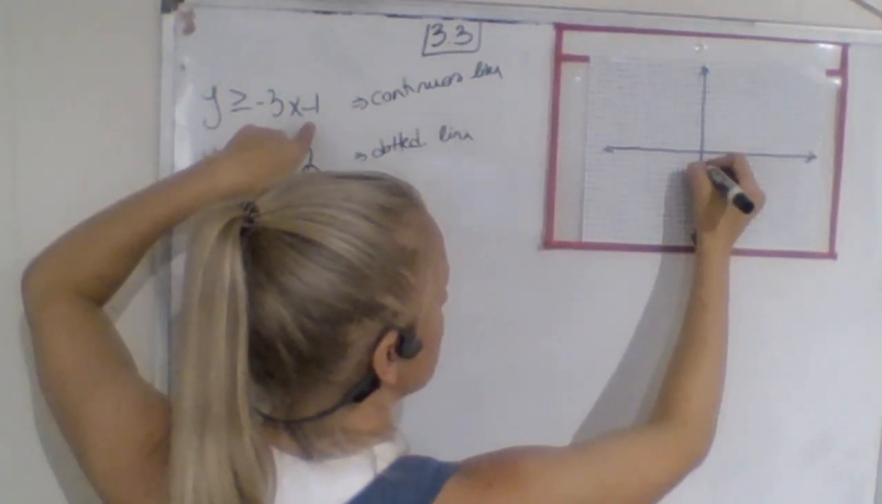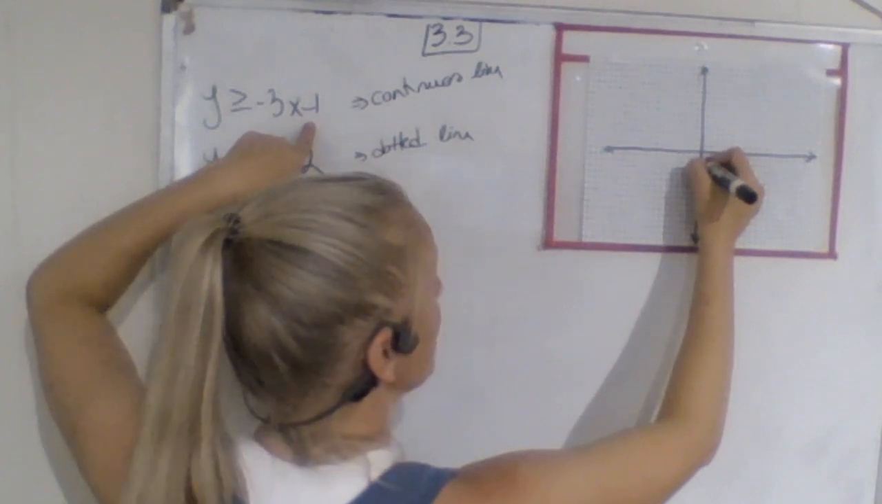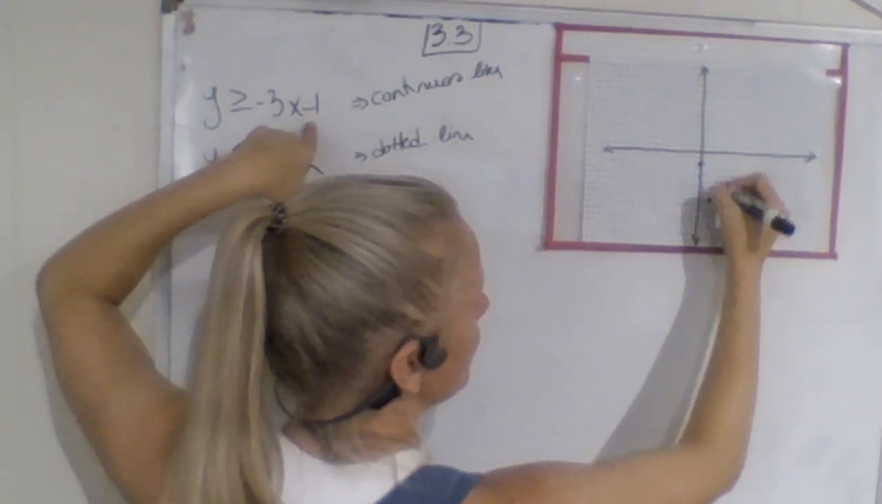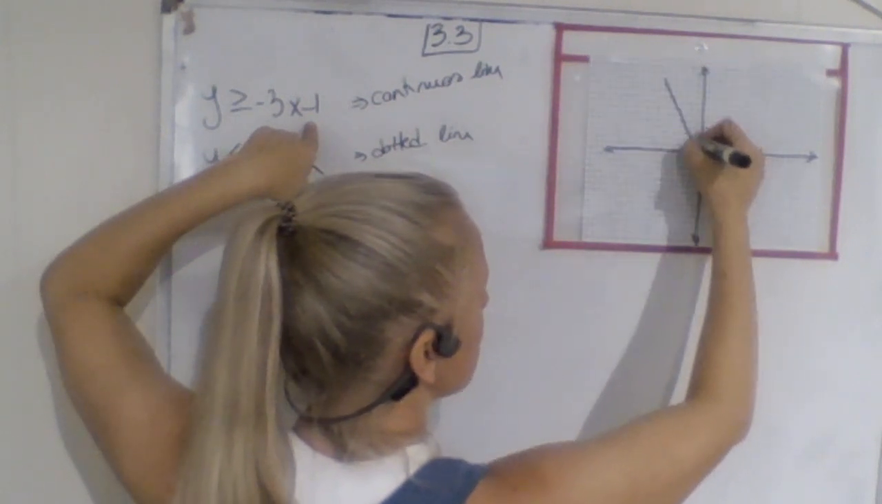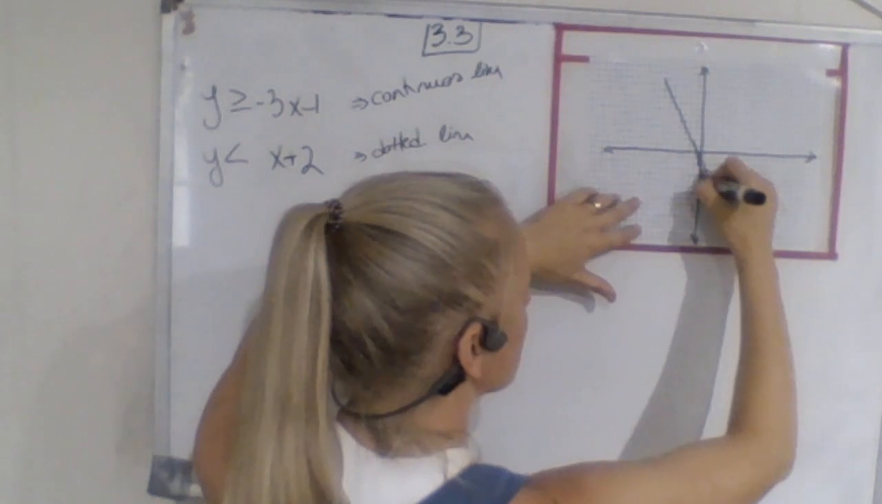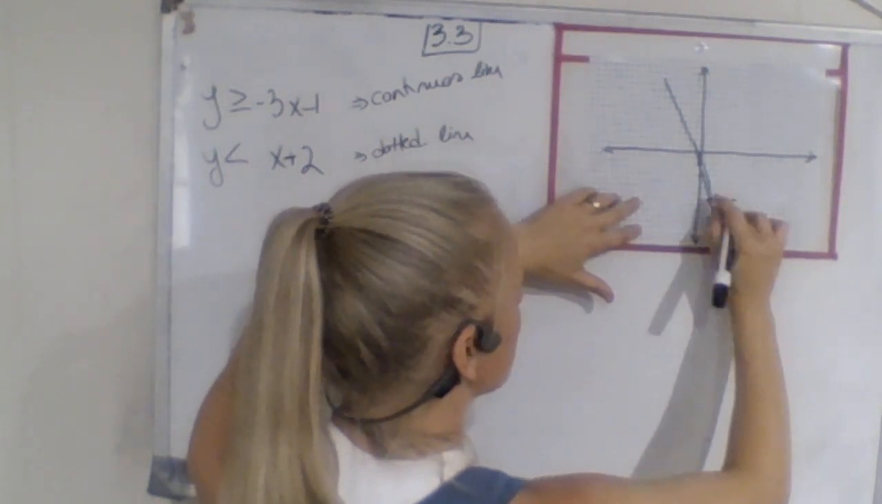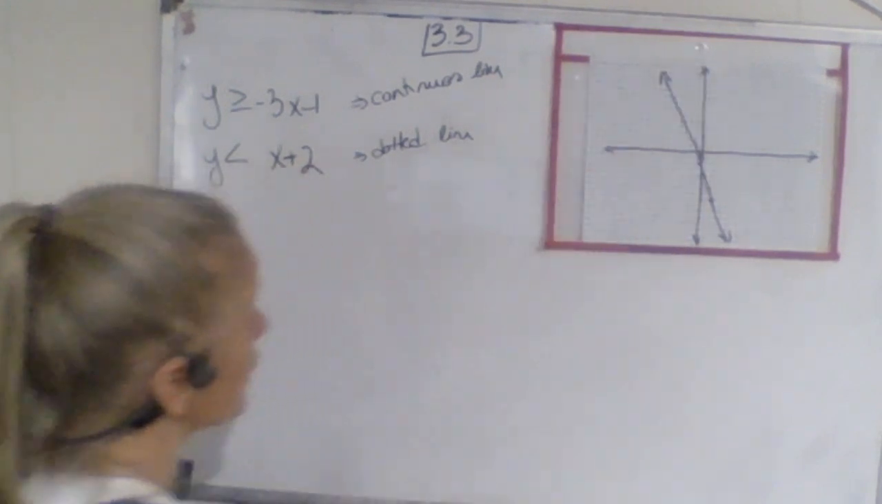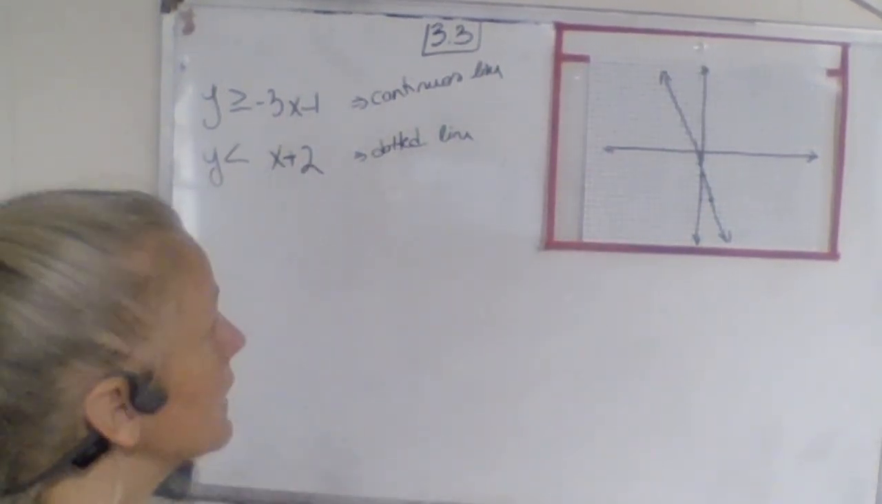My y-intercept is negative 1. My slope is negative 3 over 1, so I'm going 1, 2, 3 down and 1 over. It's a continuous line. I completely missed the dot. I'm doing my best. And I need the numbers that are greater or equal to that. I'm going to try to use colors. Hopefully it's going to work.